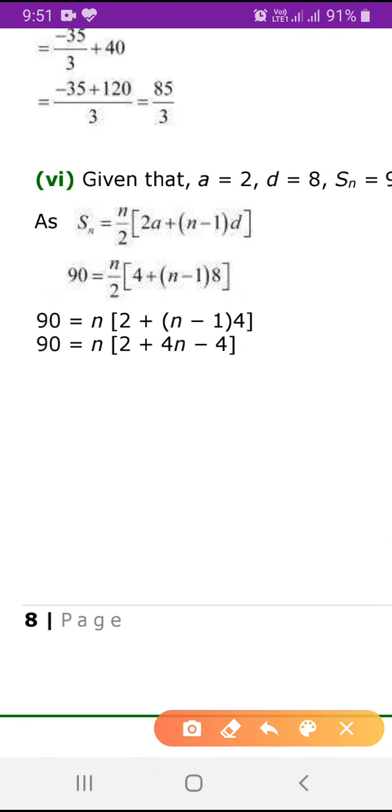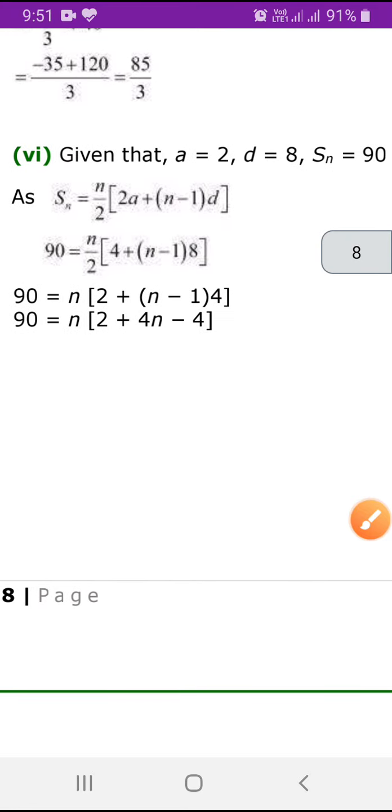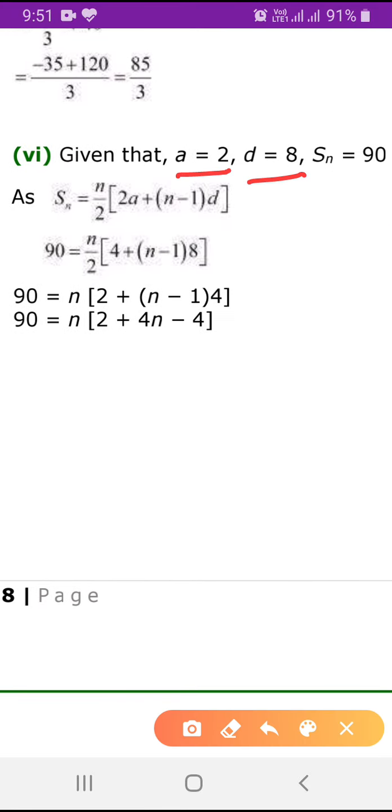Now part 6: a equal to 2, d equal to 8 and Sn equal to 90. Sn equal to n by 2 into (2a plus (n minus 1) into d). 90 equal to n by 2 into (4 plus (n minus 1) into 8).